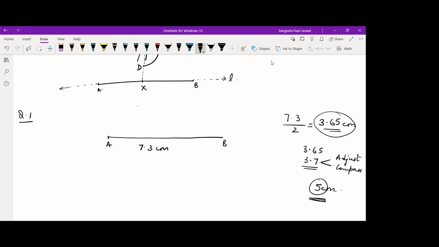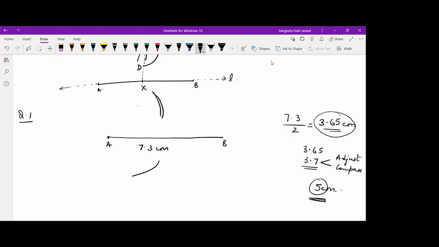Now, keep the compass pointer at A, okay, and make an arc above the line and an arc below the line, okay. With A as center, keep the compass pointer at A. Now A becomes the center. Now make an arc above the line and below the line, okay. Done? Yes, ma'am.